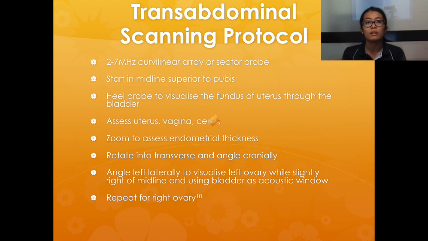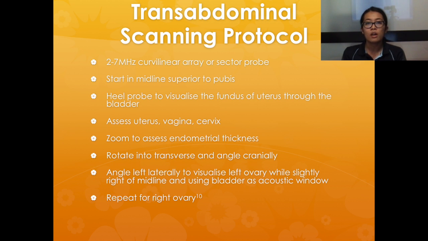A curvilinear array or sector probe in the 2 to 7 MHz frequency range is used for the transabdominal scan. To begin, the transducer is placed longitudinally in the midline superior to the pubis. The transducer is then heeled to visualize the fundus of the uterus using the bladder as an acoustic window.